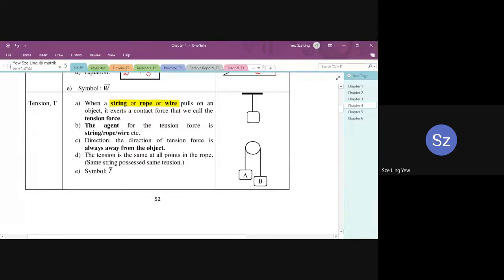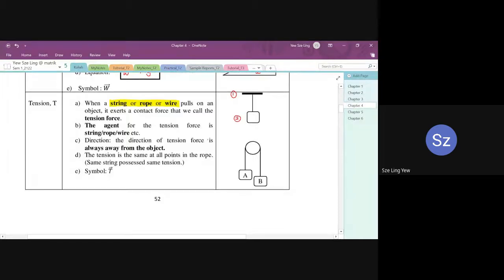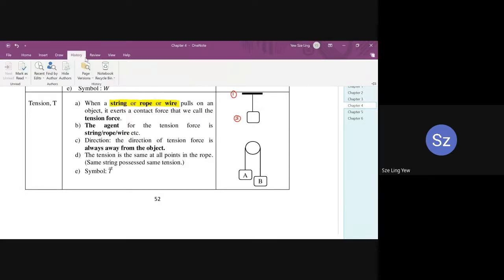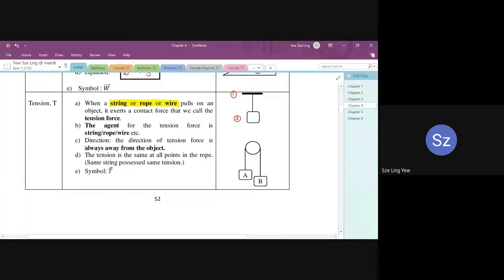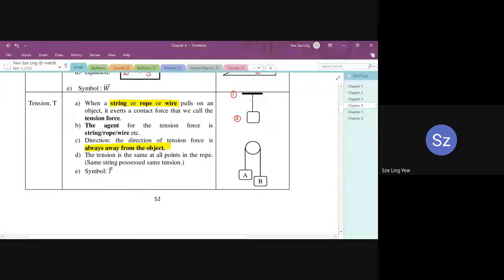So for example, if you look at the diagram on the right hand side, this string is being attached to two objects. Why do I say two objects? Object 1 is actually the wall. Object 2 is our square box. So we have two objects that are being connected by the string. Therefore, both of them experience tension when you pull the string. According to the notes given, the direction of the tension is always away from the object. So both objects experience a tension force. Both objects are being pulled by the string. Therefore, the force is away from the object.